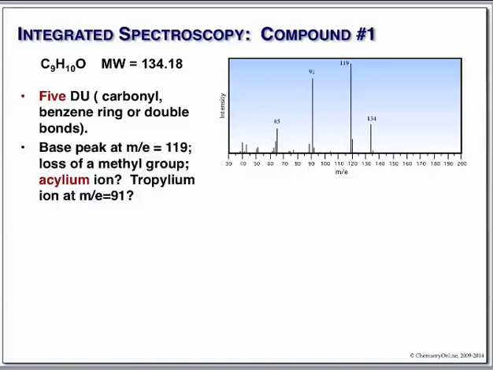I see a peak here at 91, but it's probably not a simple tropylium, is it? Why do I say that? Because if tropylium really can form, it's usually the base peak. So something else funny is going on. We start off with the molecular ion, we lose a methyl. That's about all we can really say. Look at the IR.